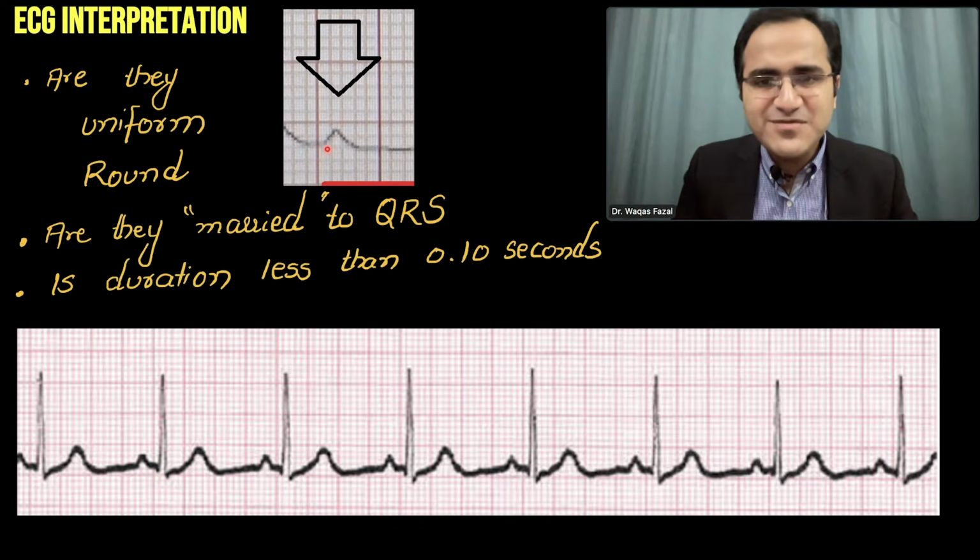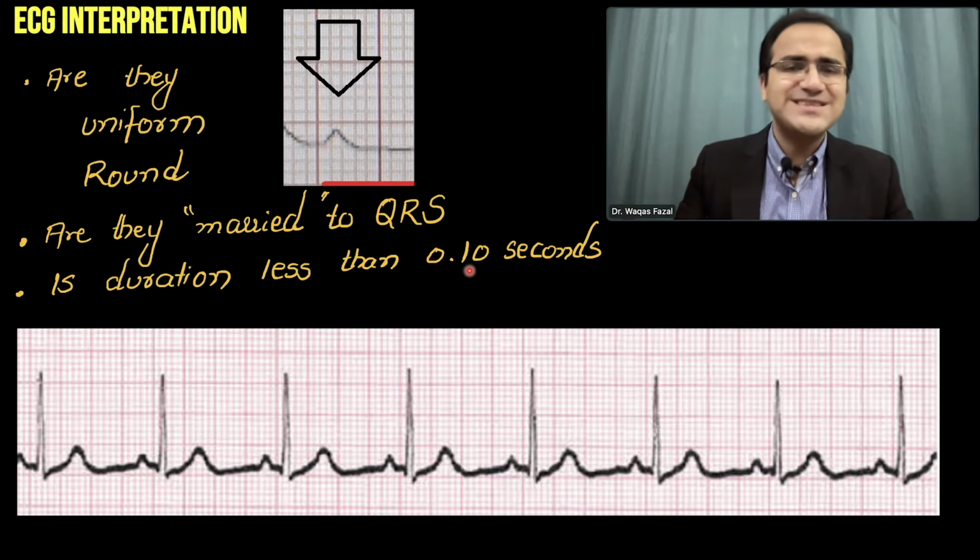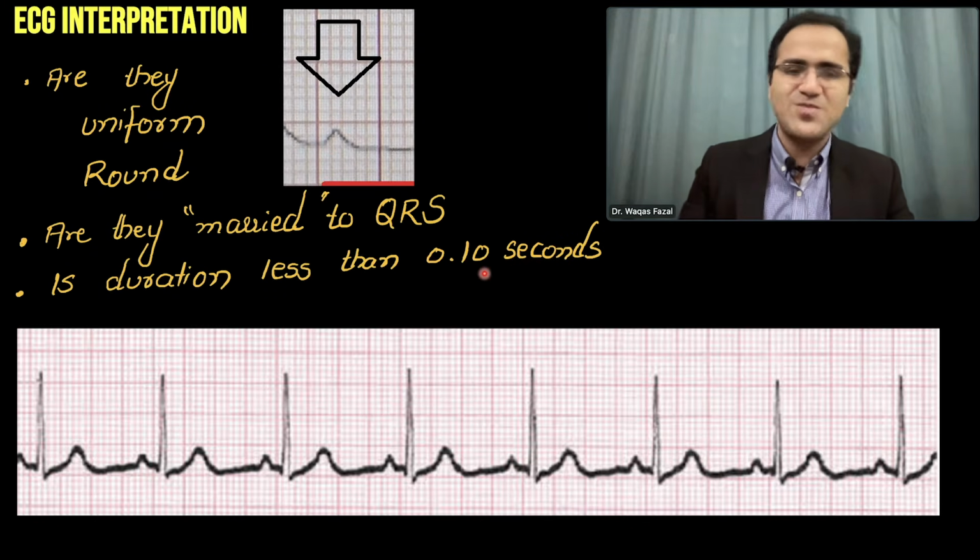Now this is a P wave. If you look at this P wave, this is round, this is upright, and if you see there are almost 1.5 small boxes, so it is normal. It is less than 0.10 seconds. That is a normal P wave.